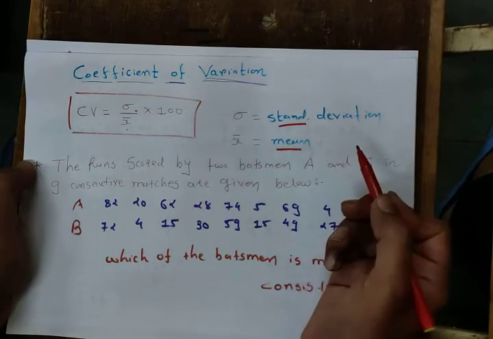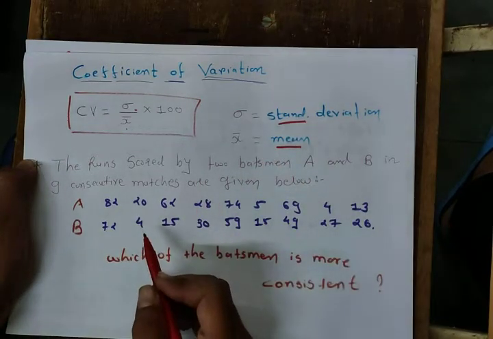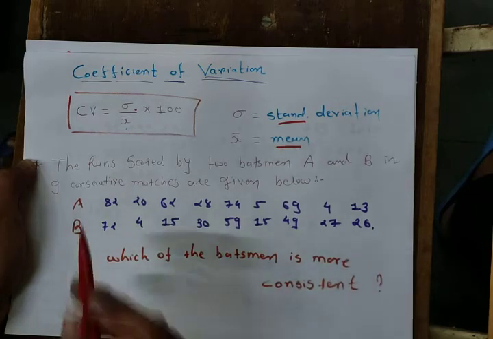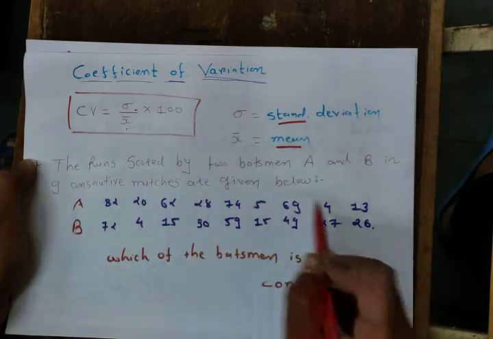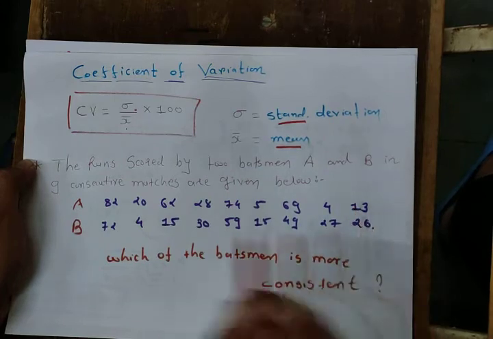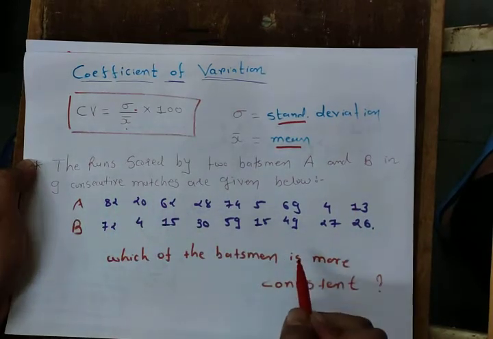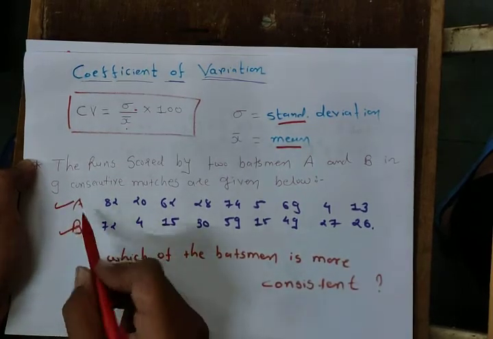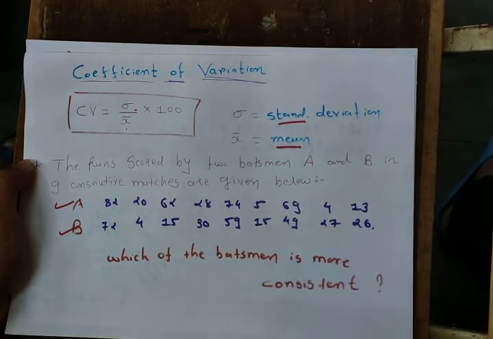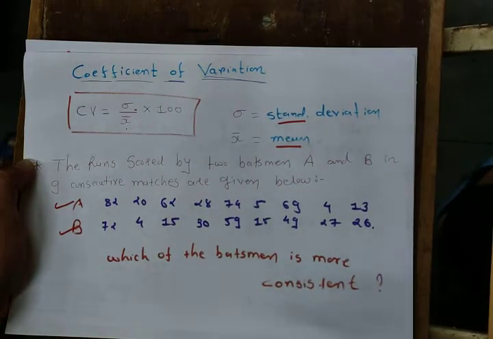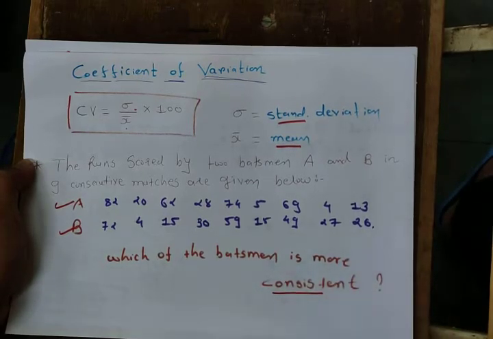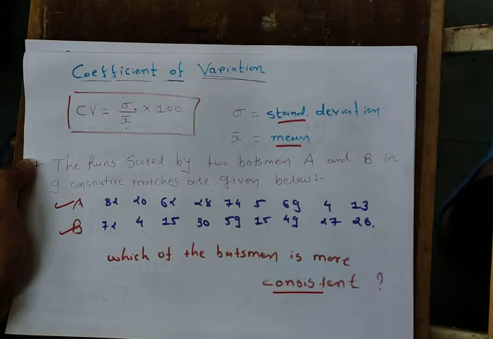Okay, let's see one example where coefficient of variation is used. The runs scored by two batsmen A and B in 9 consecutive matches are given below, and this is the question: runs of A and B are given, and you want to find which batsman is more consistent. This is my question, to find which batsman is more consistent from the two.